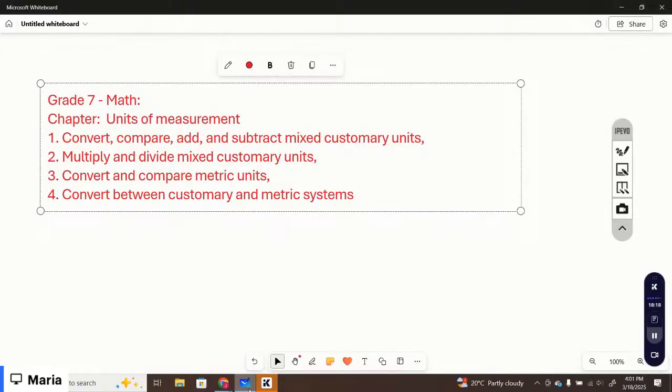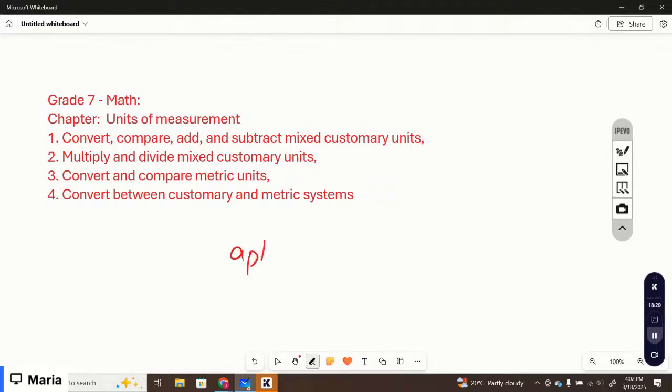We are here for grade 7 math. You can find all the lessons on aplustudents.com.